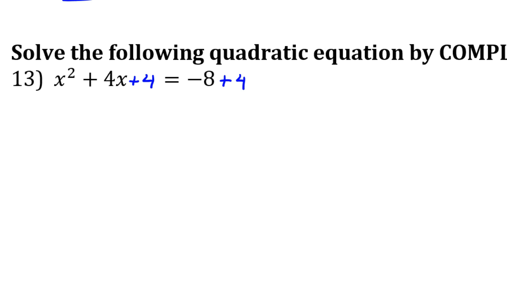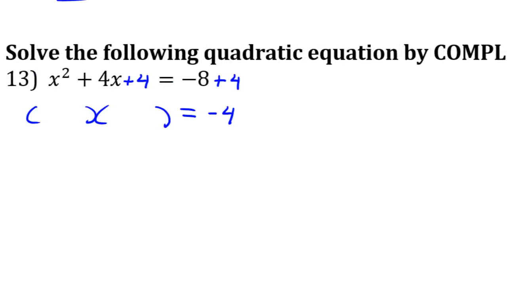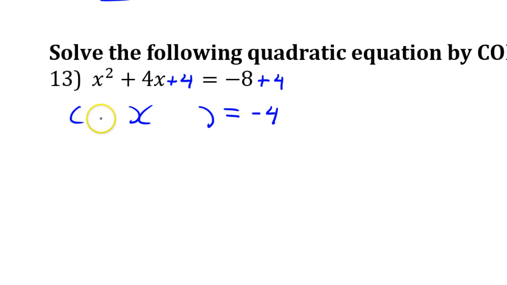Alright, next we factor. So I'm going to take this trinomial and I'm going to factor it. You could use the star method, but to me that would be the long way. Negative 8 plus 4 is negative 4. When you're completing the square, which is what we're doing, these factors are always going to be the same thing. So that makes it really, really easy to factor using common sense.